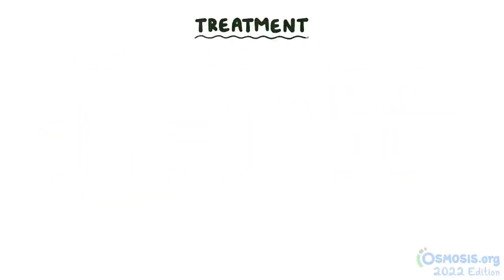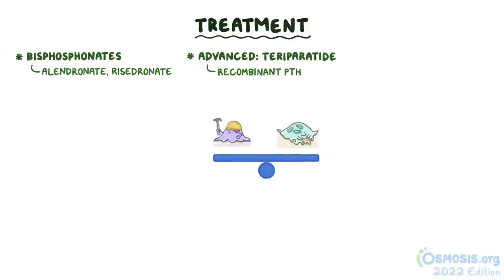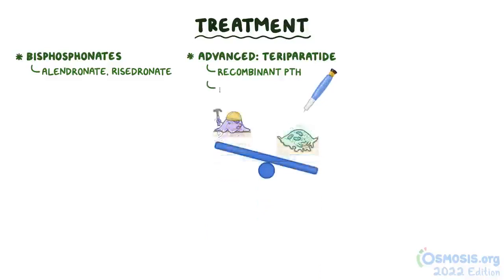Treatment for osteoporosis usually relies on bisphosphonate drugs like alendronate and risedronate. If osteoporosis is really advanced, teriparatide, a recombinant parathyroid hormone, can be used. Now, even though parathyroid hormone stimulates bone resorption, it's been found that intermittent injections with teriparatide activate osteoblasts more than osteoclasts, therefore increasing bone formation.